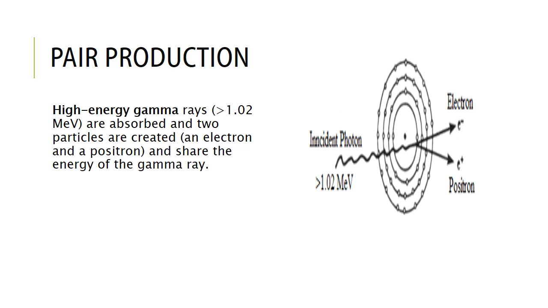I think this is basically the same slide as the previous slide. So just remember again, for pair production, there has to be very, very high energy gamma rays. The incident photon has to be greater than 1.02 MeV.